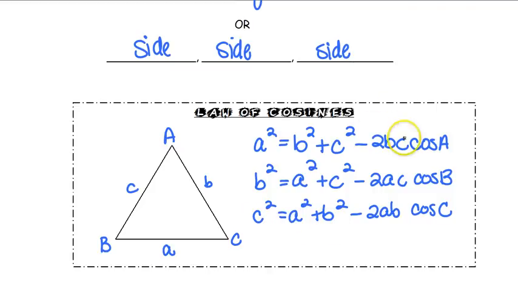Then we look at the 2bc. If this is b and c, this is b and c. If this is a and c, that's a and c; a and b, a and b. So there is a relationship. They're all different, but they all follow that same pattern. Depending on what you're given to start with will determine which one you have to use.